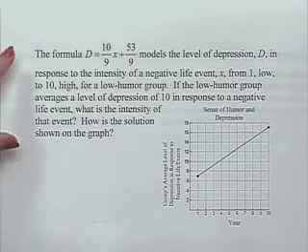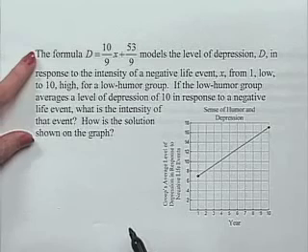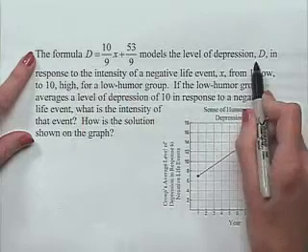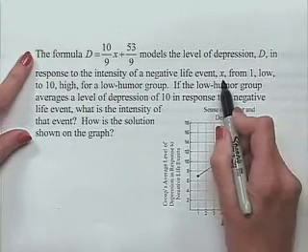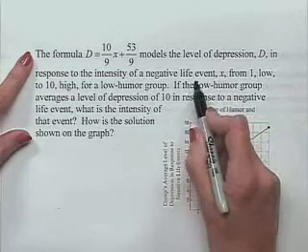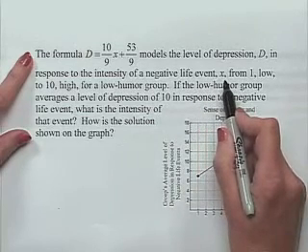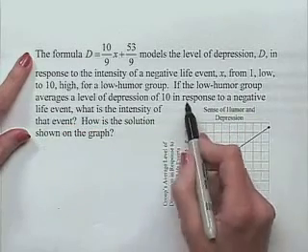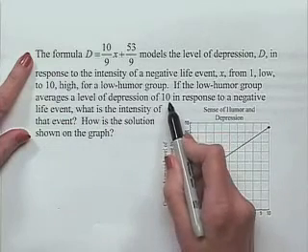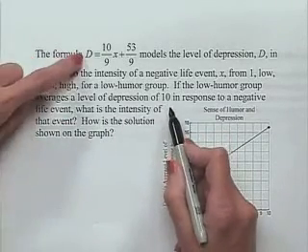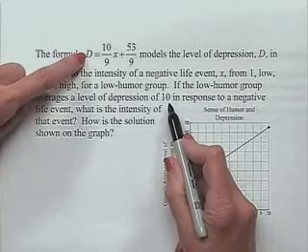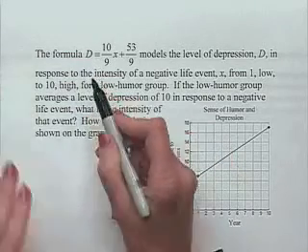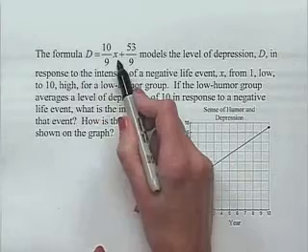Now, to understand what's going on with this problem, we need to really understand what our variables stand for in the formula. D, we're told, is going to model the level of depression. And x is going to stand for the intensity of a negative life event. We're told that our value of x can range from 1 to 10. In the question that's being asked, we're told that the level of depression is 10. So therefore, in our equation, D stands for level of depression. We're going to make a substitution for the value 10 for D in this equation in order to figure out what our value of x would end up being.